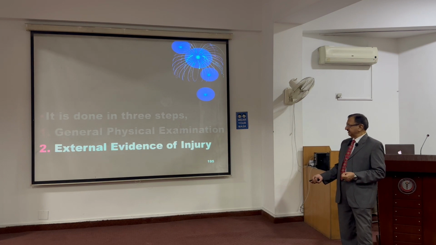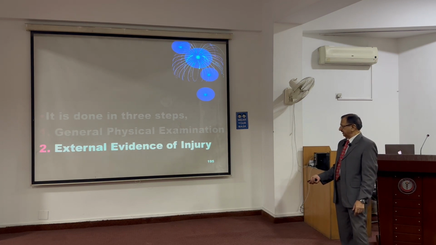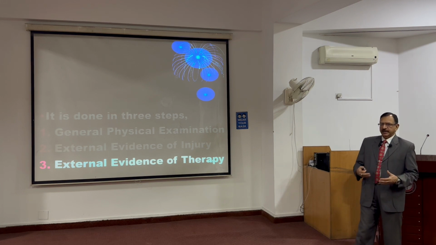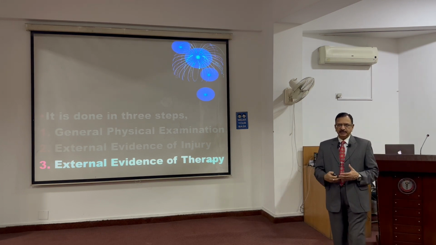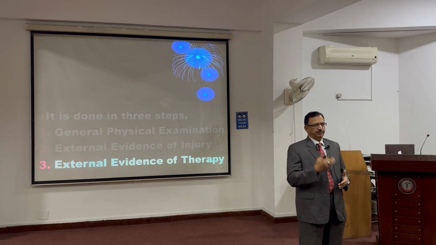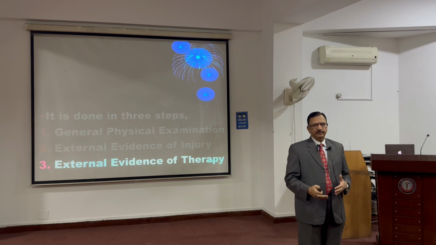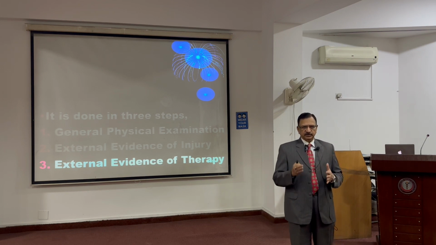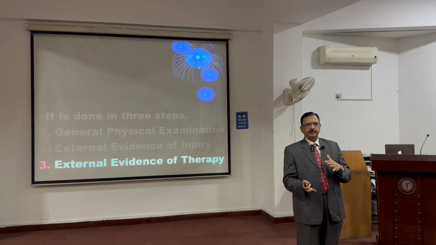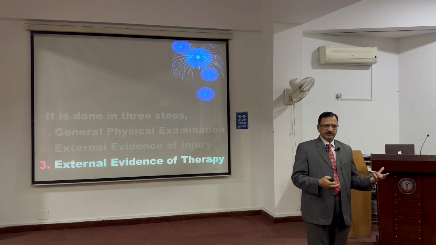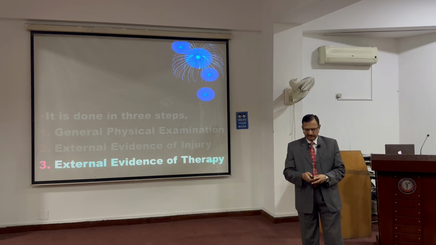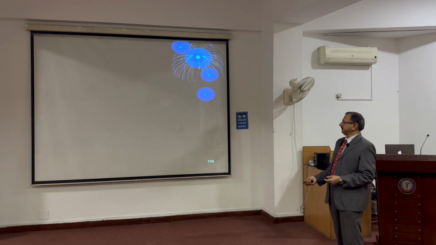So general physical examination regarding the build, external examination of injury, external examination of therapy. When the person was hospitalized, they intervened, they performed certain surgical procedure, repair, stitching, laparotomy, or any procedure. So you have to write it down under surgical heading so that they may not be confused with the injuries. You have to write injuries under a separate heading and surgical intervention under a different heading.